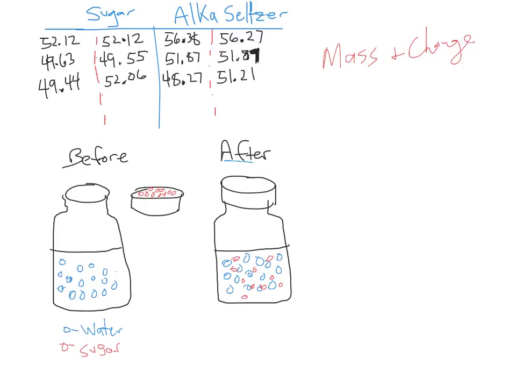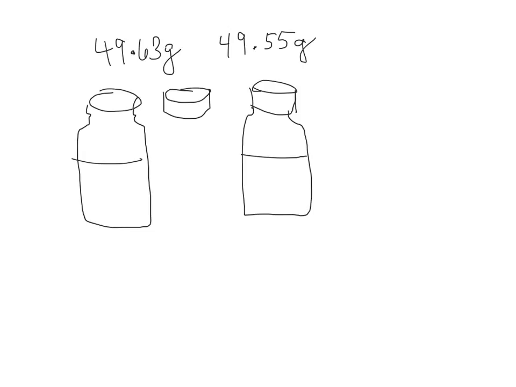All right, moving on. Now we have the second scenario, the water and sugar situation, where we lost mass. The mass went down by about 8/100ths. So how are we going to show that?